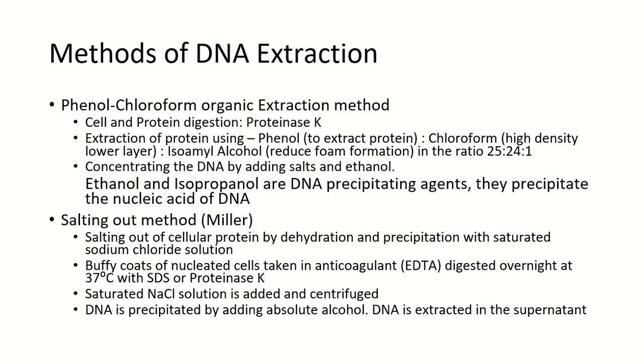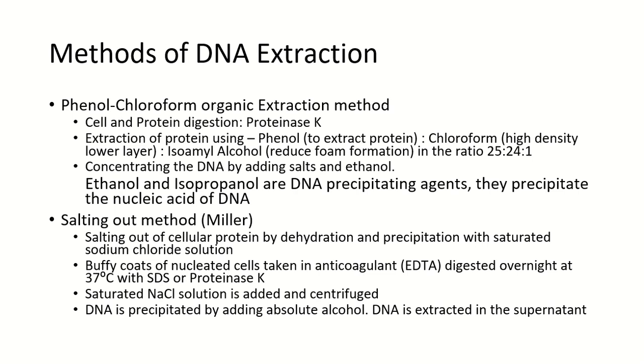Now extraction of DNA is done using the following methods: phenol chloroform organic extraction method, in which cell and protein digestion is done by proteinase K. Extraction of protein is done using phenol to extract protein, and chloroform and isoamyl alcohol to reduce foam formation, in the ratio 25:24:1. And then after the removal of proteins, the DNA is concentrated by adding certain salts and ethanol. Ethanol and isopropanol are DNA precipitating agents. They precipitate the nucleic acid of DNA. Hence, these are used.